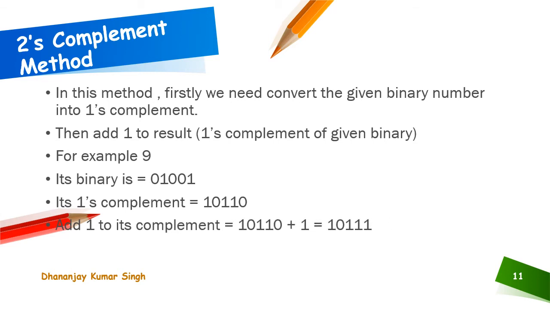If I add 1, that will be 10111. Here I want to give some rules for adding two binary numbers. 1 plus 0 will be 1. 0 plus 1 will be 1. 0 plus 0 will be 0. 1 plus 1 will be 10. It's not 2. Why? Because we are using binary numbers. I repeat, 1 plus 1 is 10, not 2. It's not an addition of decimal numbers, it's an addition of binary numbers. So you have to keep that in mind.